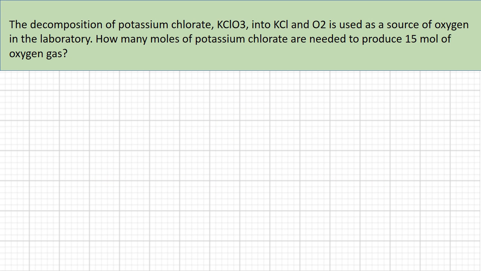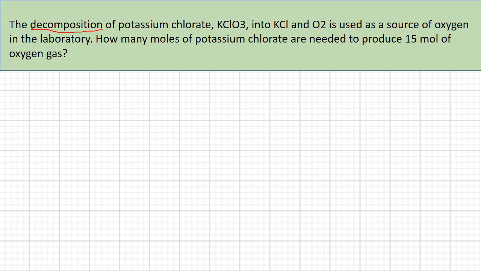All right, so the next question here features pretty much the same idea, just working in a different direction. It says the decomposition, which is interesting phrasing there, of potassium chlorate, or KClO3, into KCl and O2 is used as a source of oxygen in the laboratory. How many moles of potassium chlorate are needed to produce 15 moles of oxygen gas? Now, it might sound a little strange, but it's pretty much the exact same process to solve this problem. Just now, it gives us a hint for what that formula looks like when we're trying to write it.